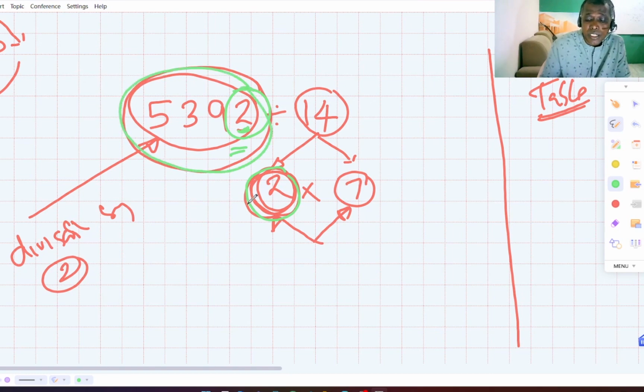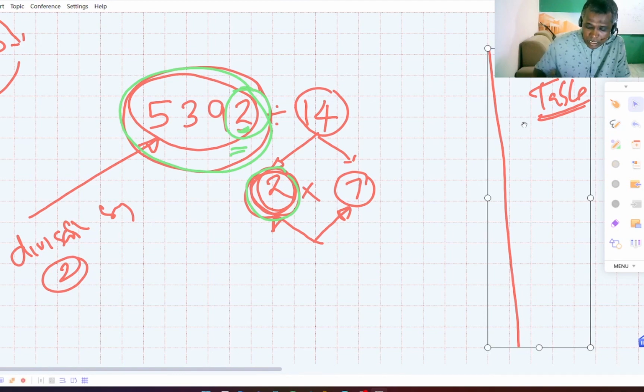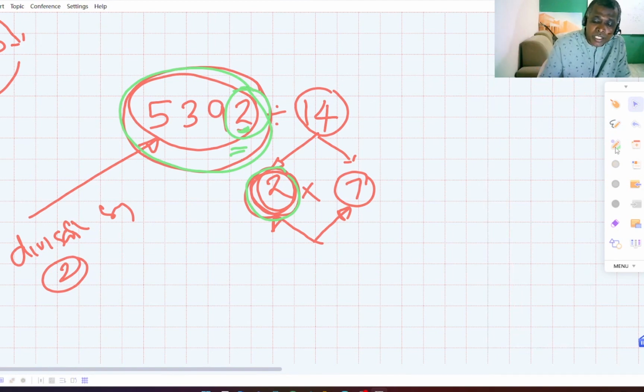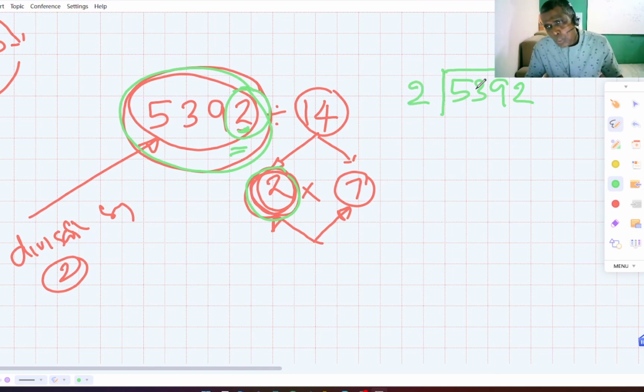That's the best way. First, I am going to divide it now. I take this one away. What am I going to divide now? 5392, dividing by 2. Why am I going to divide by 2? It is very easy to divide. Even using the short division method, I can divide it. I am not going to use the long division method now.